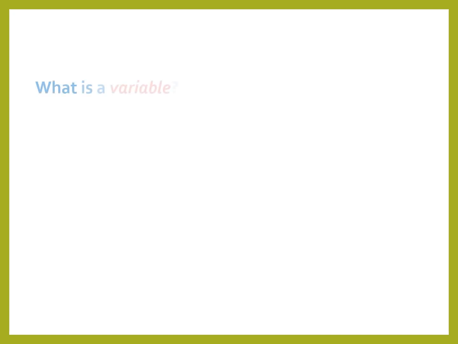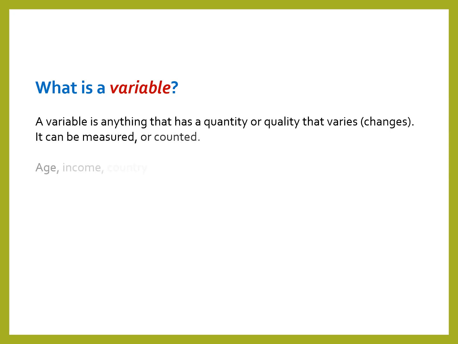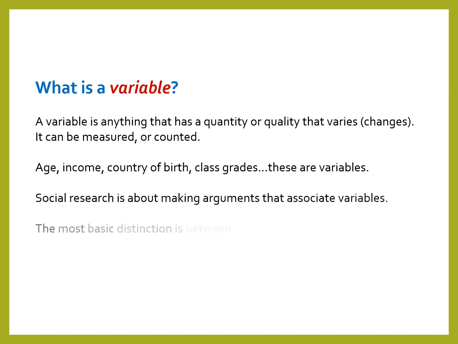Okay, so let's start with the first term, a variable. What is a variable? As a matter of fact, when we build a social research project that is aimed at investigating some aspects of the social reality, what we are doing, in fact, is to connect, to associate across variables which come to represent those aspects of society that we are interested in.